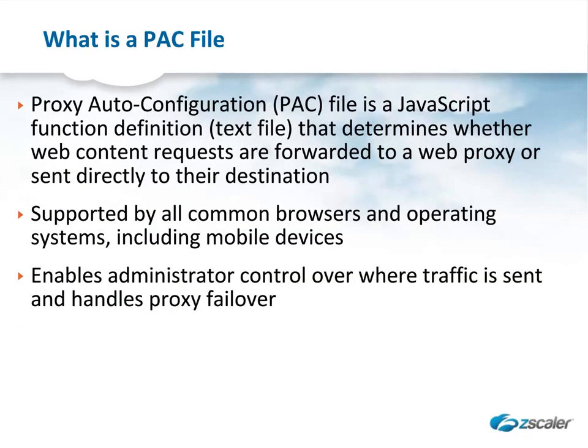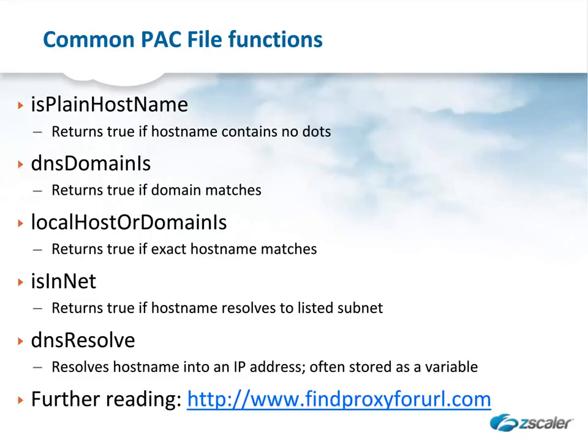A proxy auto configuration or PAC file is a JavaScript function definition written in a text file that tells a computing device where to send web traffic, either to a proxy server or directly to the destination. PAC files are supported by all common browsers and operating systems, including mobile devices. PAC files allow a great deal of control of when and where traffic is sent, as well as handling proxy failover. Here are some common PAC file functions that we will use in our examples.